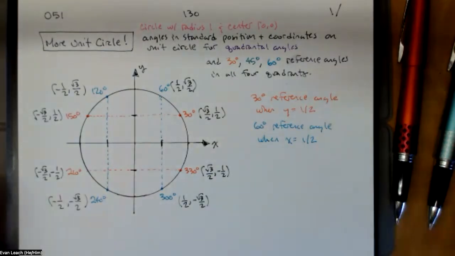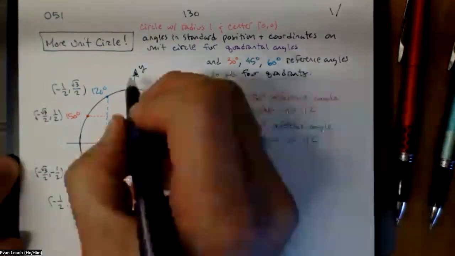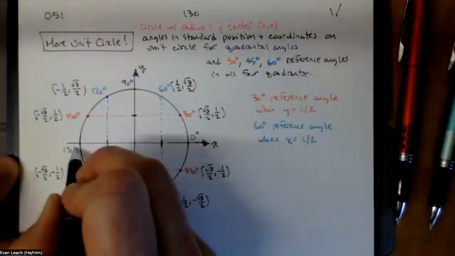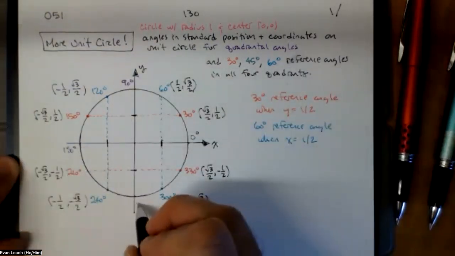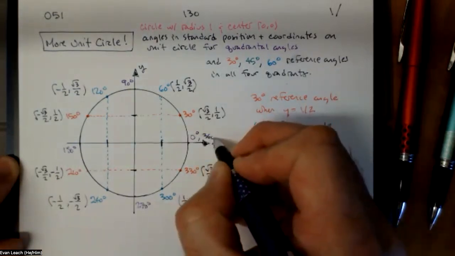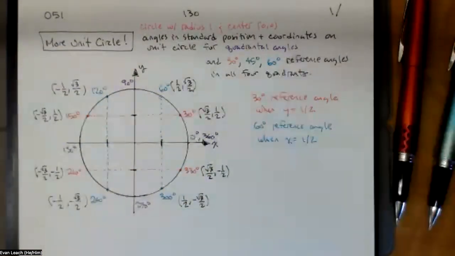We have to know our quadrant angles as well. So 0 degrees, 90 degrees, 180 degrees, 270 degrees, and then back up to the top at 360. At least the coordinates there are easier to remember. It's just the zeros and the ones.